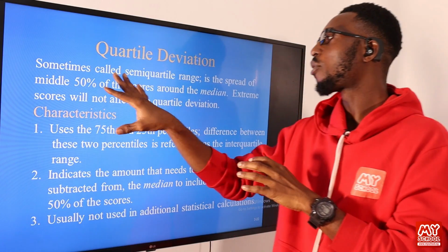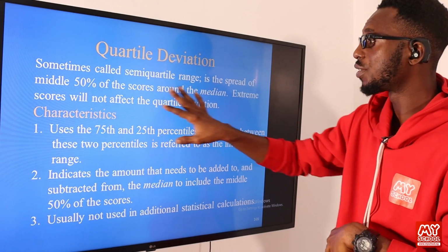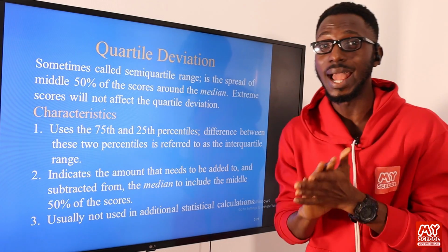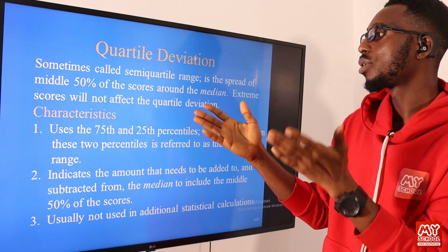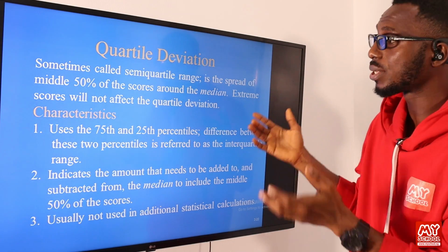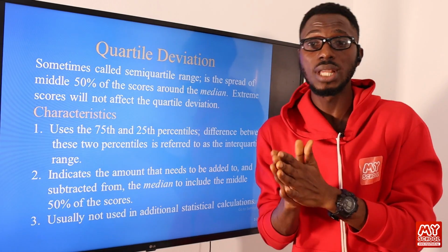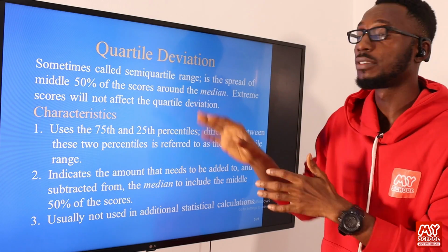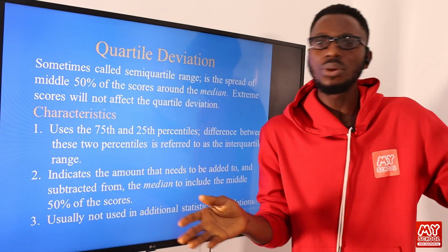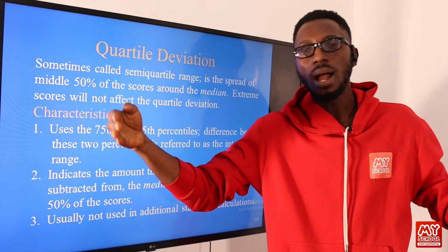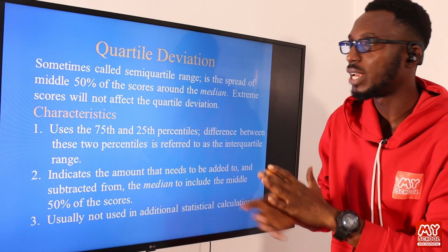Okay, so it is sometimes called the semi-quartile range. It is a spread of the middle 50% of the scores around the median. So the median, what we call the middle value. Extreme scores will not affect the quartile deviation, and those are some of the weaknesses we should take note of. In quartile deviation, values that come before Q1 are not considered. Values that come after Q3 are not relevant. Do we see that now? But of course they have their usefulness.